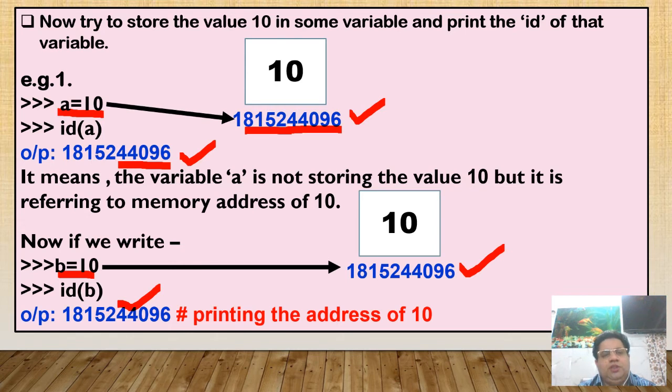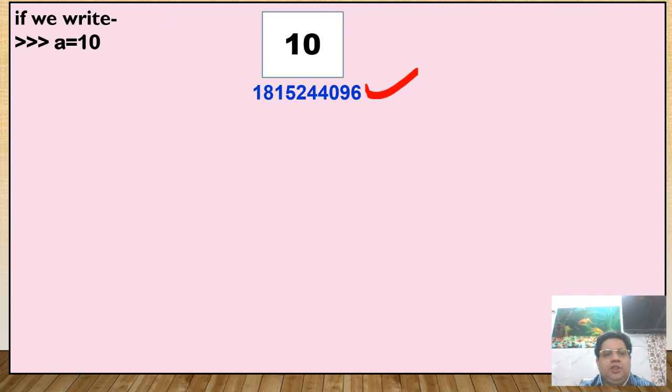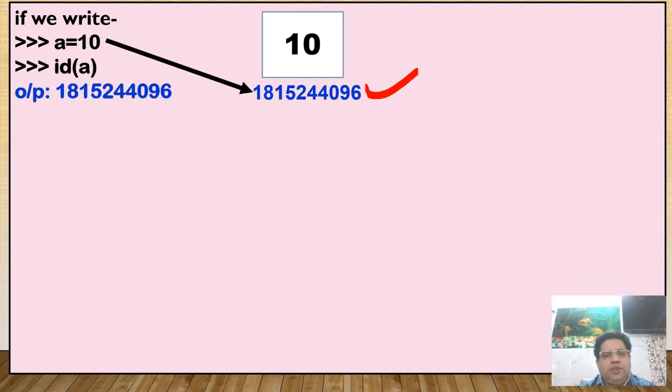So is that clear? When we store some value in a variable, that variable points to the address of that value. Now if we write a equal to 10, then 10 is stored somewhere in the memory, suppose at this address. Now a is pointing to this address. If I print id of a, you will get the address of 10.